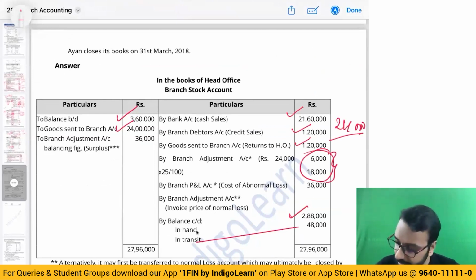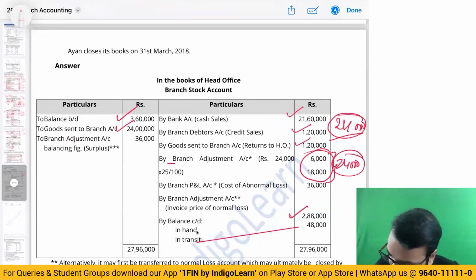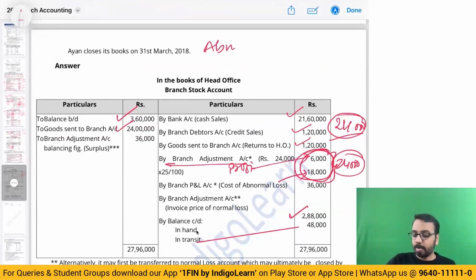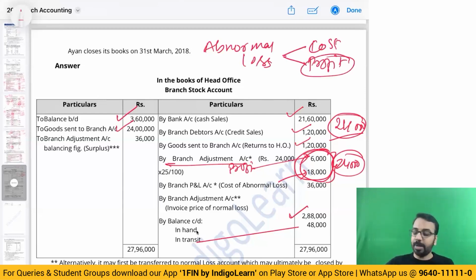Now, two things. Out of this abnormal loss, as we did in the previous question, you can directly do 24,000 here and then split that between the branch adjustment account and the branch P&L account, or here itself, like in this question, in branch adjustment, that is the profit element, you record here, and in branch P&L, you take the cost. So if you have to deal with it in this way, all the abnormal loss that you get, split that between the cost element and profit element. Profit element, adjustment account, cost element, P&L. Okay, then this is done.